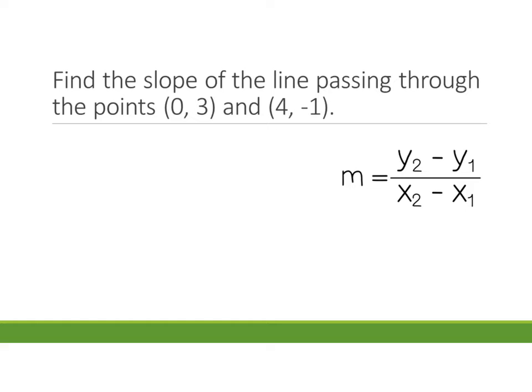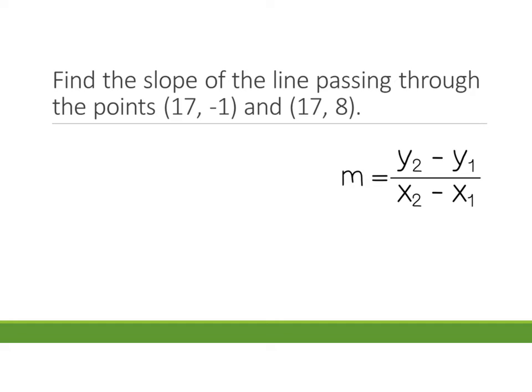Okay, here's the next one. Again, think about x and y, x and y. So my first point and my second point. Okay, so I want to subtract my y's. So start with my second y. -1 minus, always minus, my first y, which is 3, over my second x minus my first x. So I have -1 minus 3 is a -4 over 4 minus 0 is 4. So my slope is going to be -4 divided by 4, which is -1.